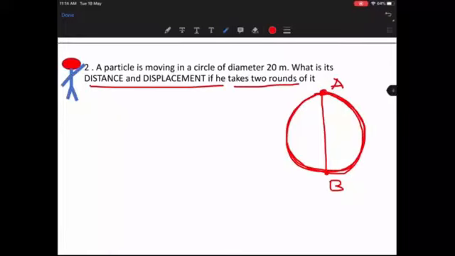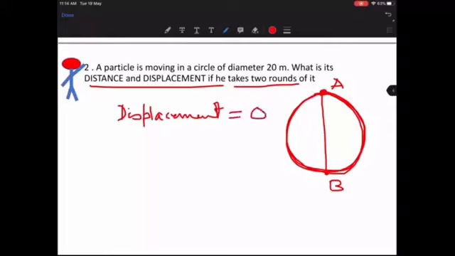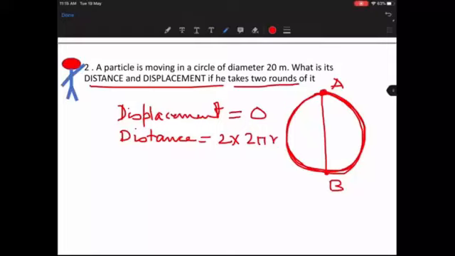So firstly, displacement is very clear. Absolutely, some of you are already ready with the answer. So your displacement, whether he takes 1 round, 2 rounds or 100 rounds, displacement will always be 0 because he's coming back again to the same point. The initial and the final position is the same. What about distance? How will you calculate the distance? Distance will be 2 times the circumference of the circle, right? 2 times, so 2 into 2 pi r. 2 pi r is the circumference, so 2 into 2 pi r.